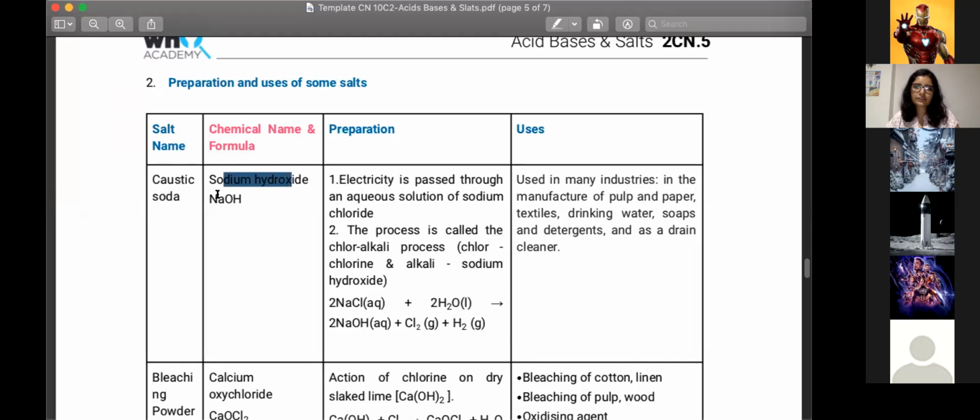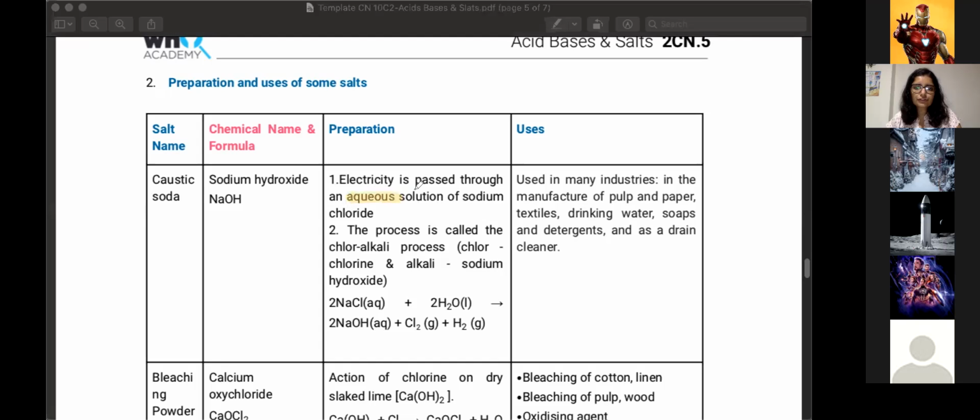Chemical name, you guys know sodium hydroxide is NaOH. How it is prepared is that electricity is passed through an aqueous solution of sodium chloride. Now this part is very, very important. Keyword being aqueous solution of sodium chloride. If you take molten sodium chloride, you will not get caustic soda, you'll get something else altogether. You need to pass electricity through an aqueous solution of sodium chloride. This process is called the chloralkali process. The reason why it's called chloralkali will get clear once I go through the process. And this is the overall general equation that is involved in this particular scenario.